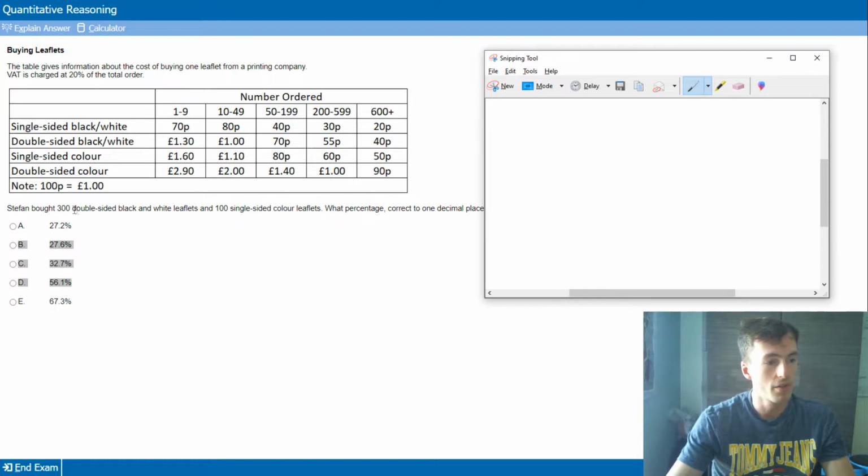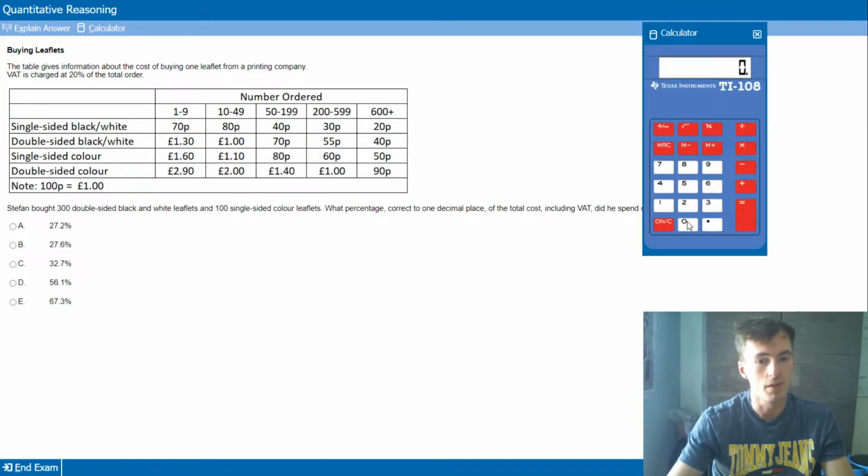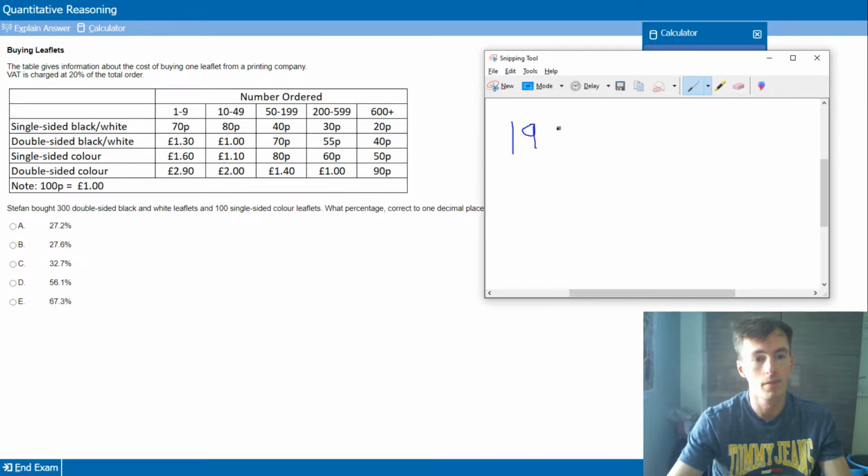So he bought 300 double-sided black and white. So double-sided black, let's go to 300, so that's 55p. So 0.55 times by 300, 165, times that by 1.2 to include VAT, so 198. And that's for double-sided black and white.